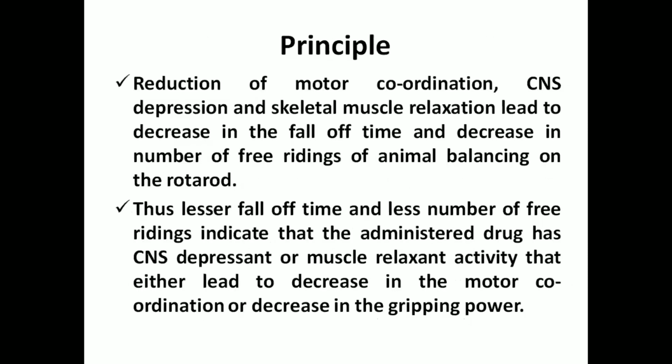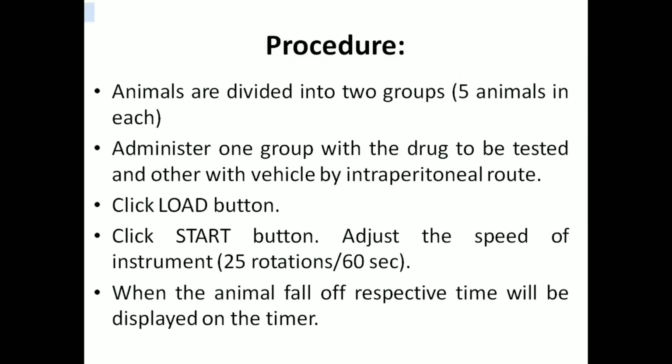The principle behind the experiment is that reduction of motor coordination, CNS depression and skeletal muscle relaxation lead to a decrease in the fall of time and a decrease in the number of free ridings. So in this experiment we are going to look at the fall of time as well as the free riding. Free riding means the animal rotates with the rod, it won't be standing on the rod, and that is called free riding. If there is a decrease in the fall of time and fewer free ridings, it indicates that the animal has skeletal muscle relaxant activity.